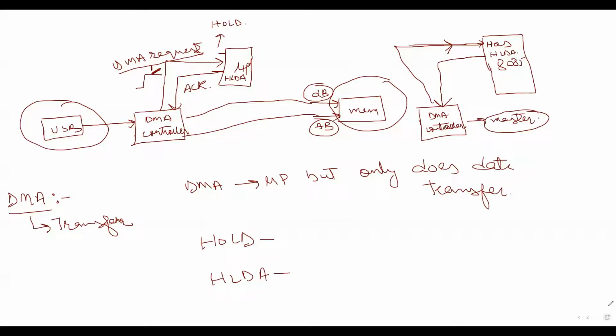A DMA controller uses these particular signals: one is hold and another is hold acknowledgement. Hold means that I need the control of the data and address buses. Hold acknowledgement means that you can get the control; I have given you the control of data and address buses. So a DMA controller uses these signals as if it were a peripheral requesting the microprocessor for the control of the buses.